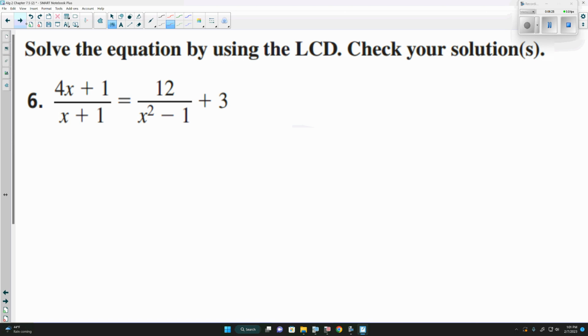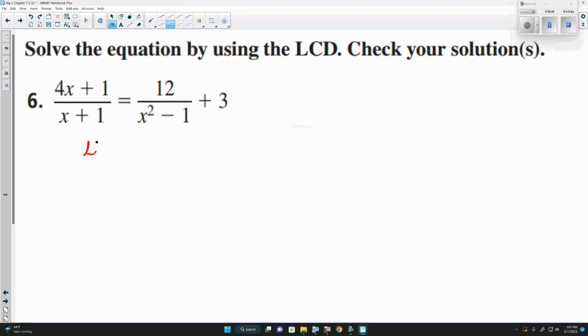Let's look at the next one here. Now this one here is a little bit different because if we look at the three denominators, one of the denominators is actually factorable. Because it would be very tempting to want to multiply each one of these expressions by x plus 1 and x squared minus 1. However, that would make it a little more challenging than it needs to be.